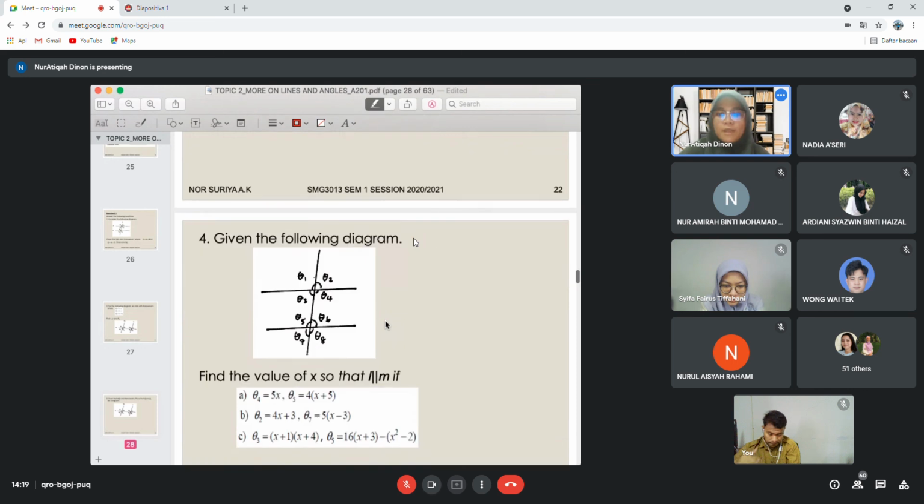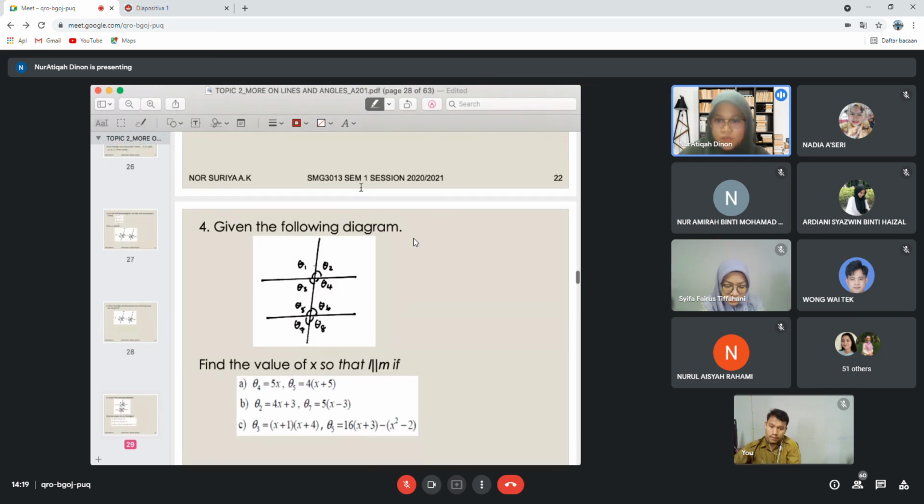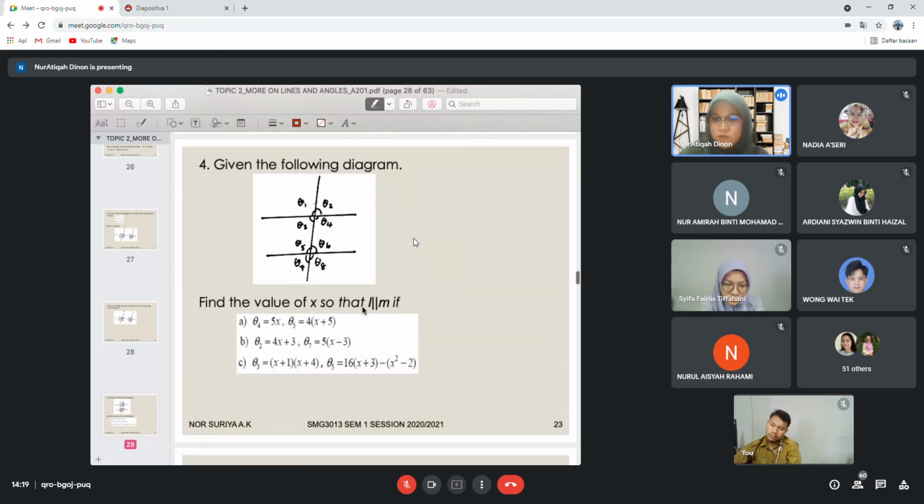Okay, number 4. So you have this diagram here, two lines. It doesn't label the lines, but from the question we know that L is parallel to M. So here L and M are parallel. This is line L, M. So we have theta values for theta 4, theta 5, theta 2, theta 7.